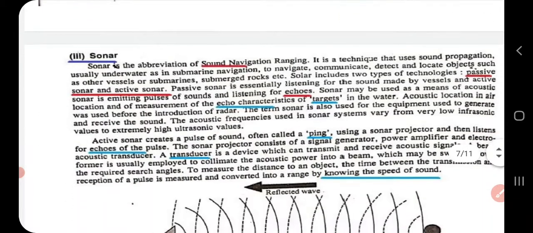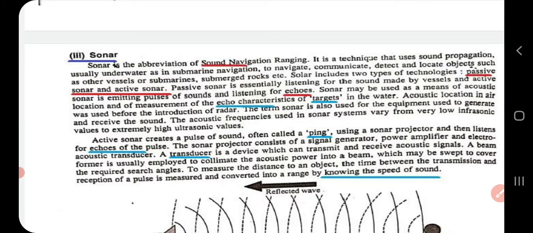Next is sonar. In radar you are using radio waves, whereas in sonar you are using sound waves for detecting and locating distant objects, especially underwater, as in submarine navigation. The full form of sonar is sound navigation and ranging. It is mainly used for navigation purposes too. It uses sound propagation, usually underwater, to navigate, communicate, detect, and locate objects such as submarines or vessels. There are two types of sonar.